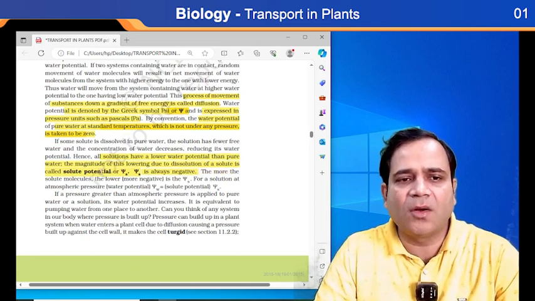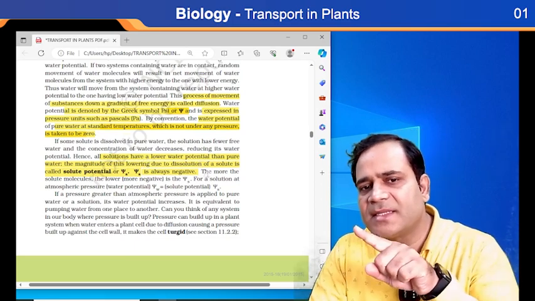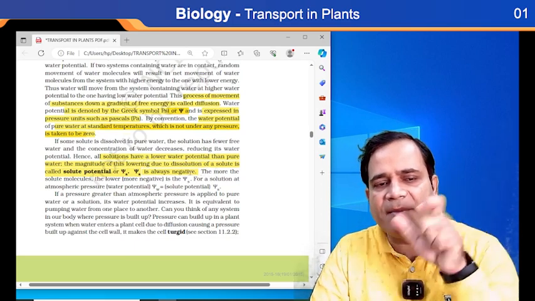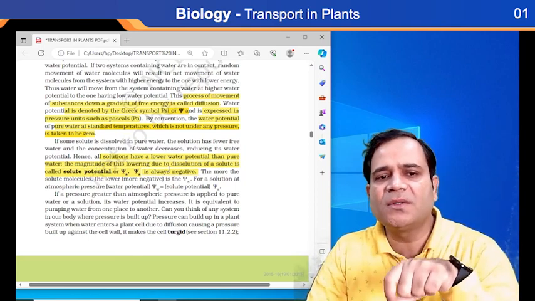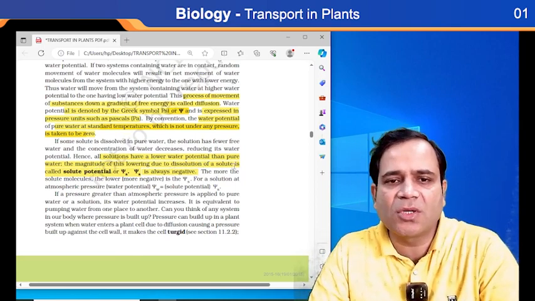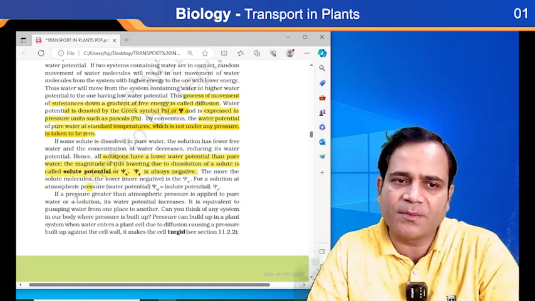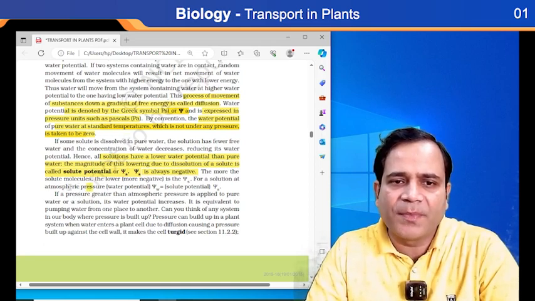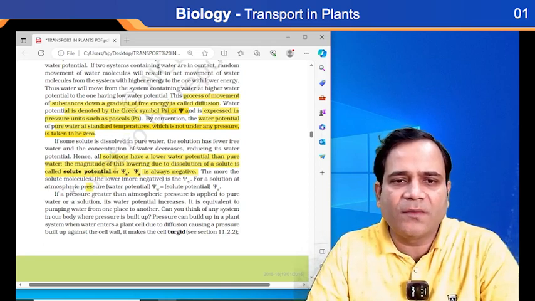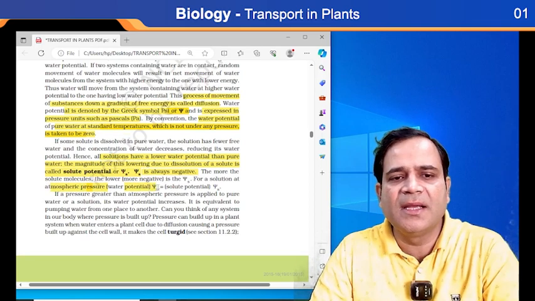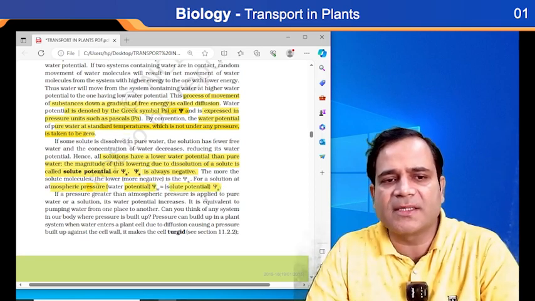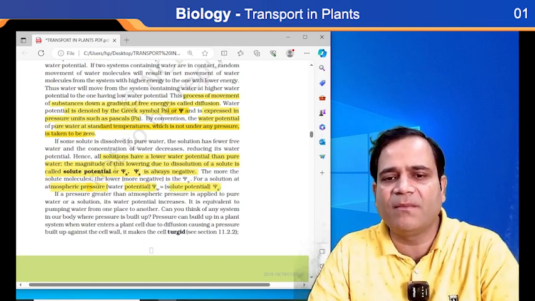So hence all solutions have a lower water potential than pure water. It means that the water potential is lowered. The magnitude of this lowering due to the dissolution of solute is known as what? Solute potential, my dear. Getting? So, if anybody asks you how to find the water potential of a solution at atmospheric pressure, here the water potential at atmospheric pressure is equal to the solute potential, my dear. This one is very, very important to know.